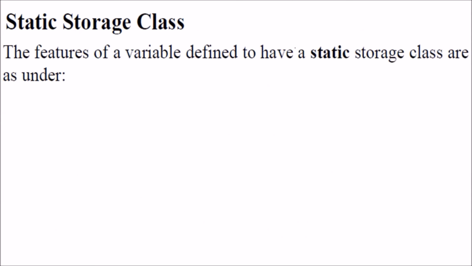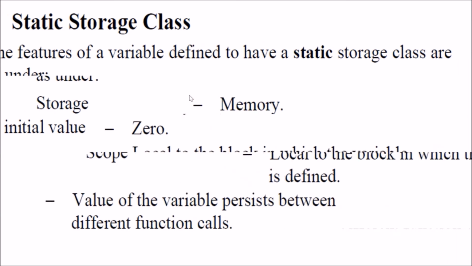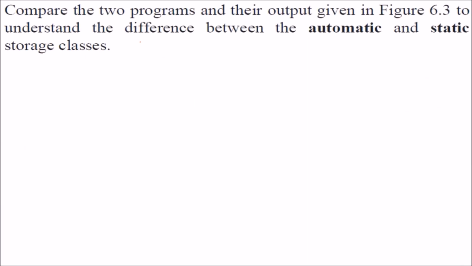Static storage class, very important. For the static storage class, the storage is memory, and the initial value is 0. The scope is also very important: it is local to the block in which the variable is defined. But the most important is the life. The static variable will be known between different function calls. So if you want a value to persist between different function calls, then you have to make it the storage class called static.